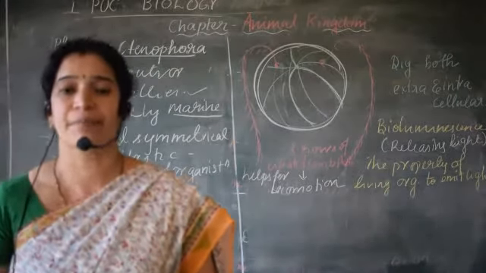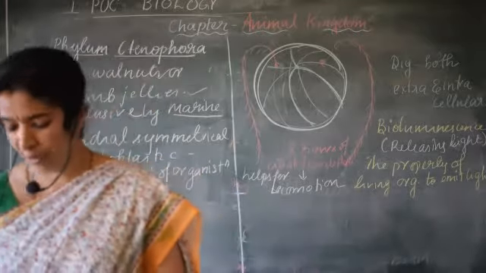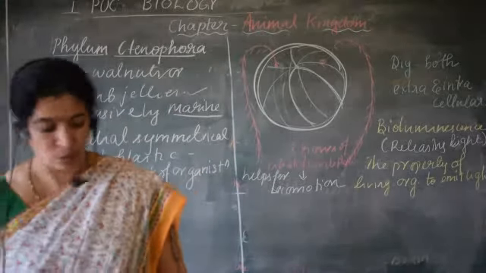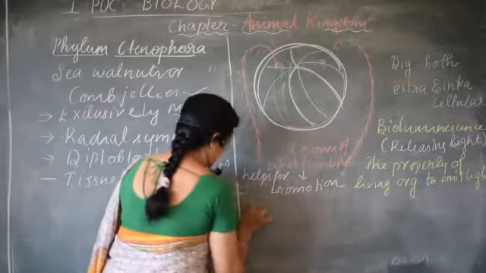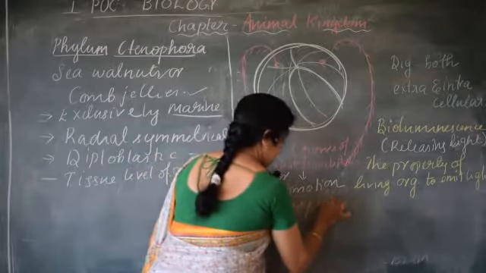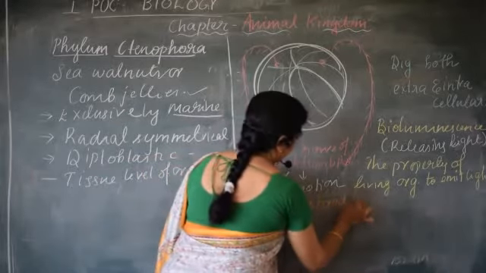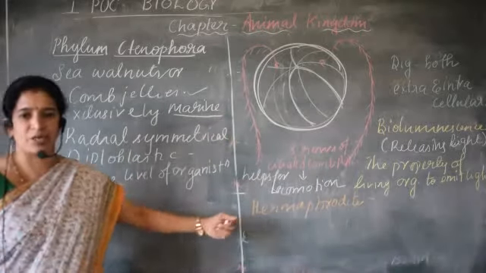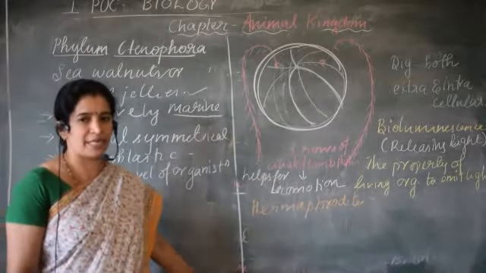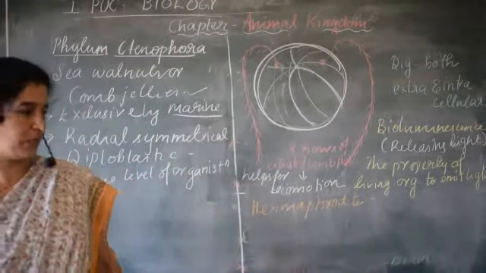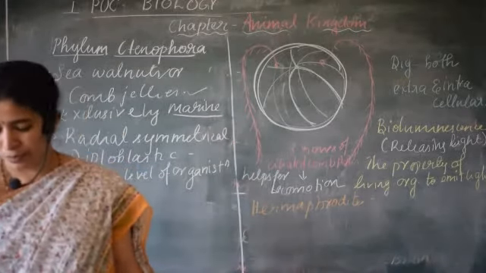This bioluminescence is well marked in the ctenophores. And one more thing, we have to say that here they are hermaphrodite. Ctenophores are hermaphrodite. So tell me, what is a hermaphrodite? You must complete that. I am not writing again. I have told it in the phylum Porifera, so you write it here also.